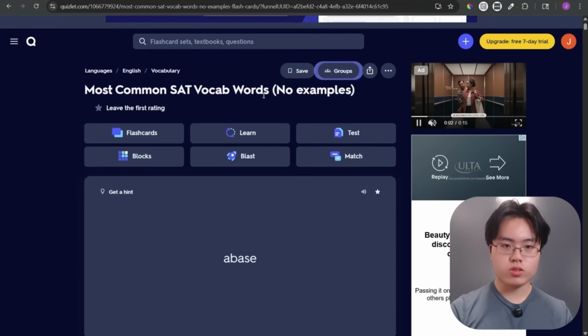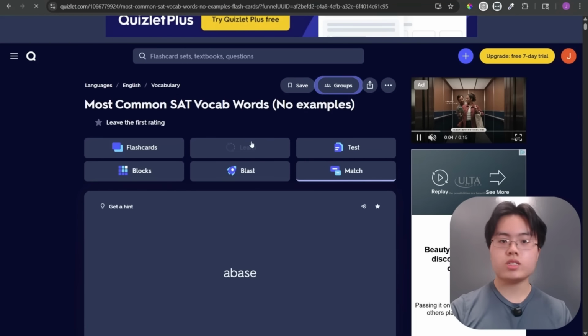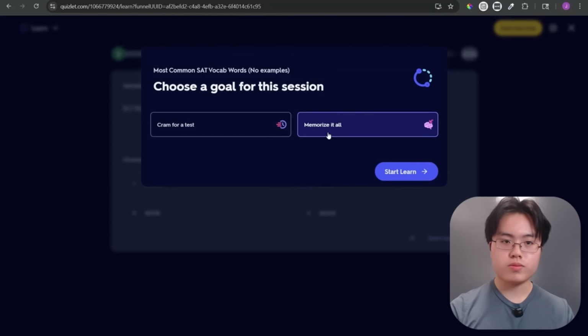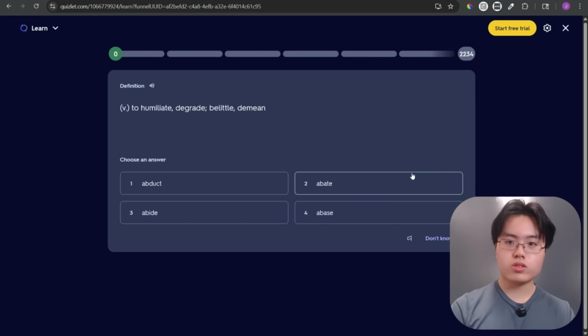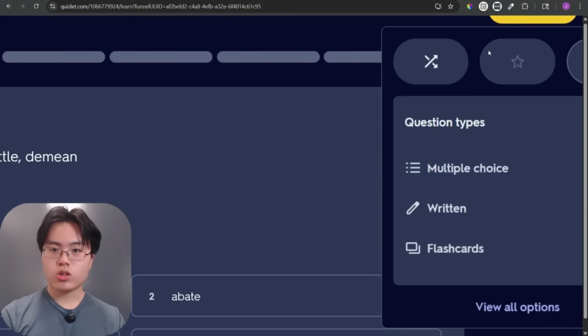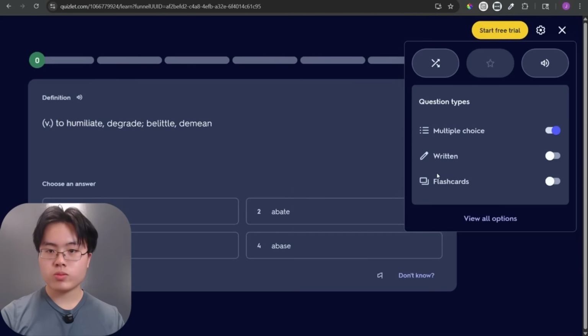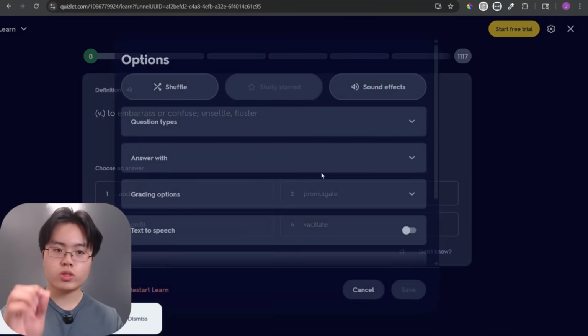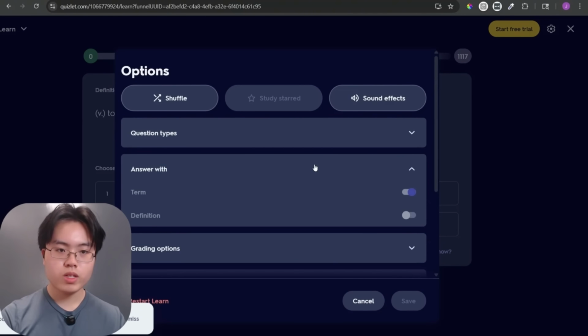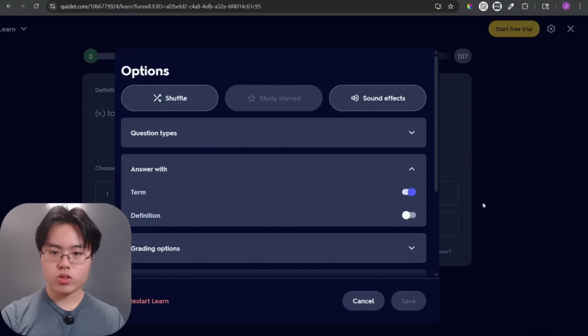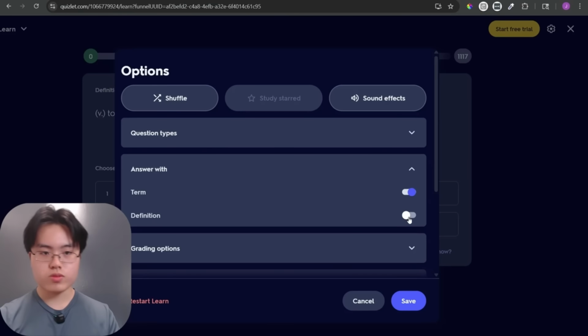And you can click on Learn once you load Quizlet. You might need to make an account if you don't have an account already. But click on Learn, let's memorize it all, and start Learn. And then you can click on the gear symbol, shuffle the questions, if it isn't already shuffled, and turn off everything except for multiple choice. You only want multiple choice, and also view all options, and you only want the answer with the term, not the definition. So click answer with, and turn off answering with definition, which is already turned off for me, but make sure this is turned off.